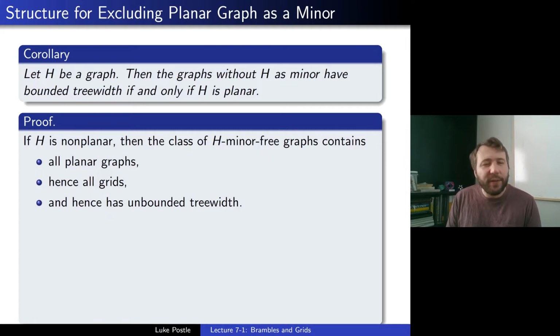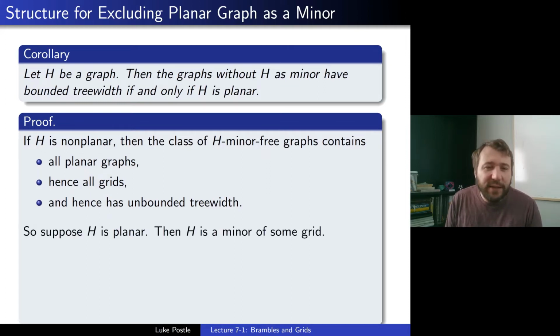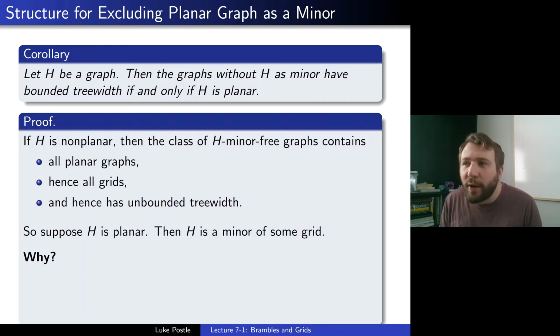But what about the other direction? So suppose H is planar. The claim is then H is a minor of some grid, right? So why is this? Maybe pause and think to yourself, do you see why this is true? Every planar graph is a minor of some larger grid.